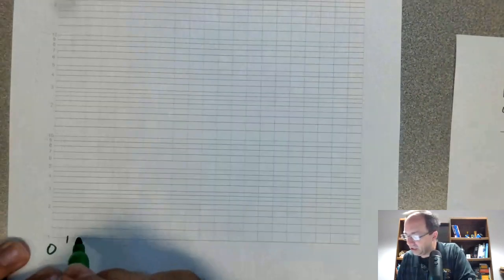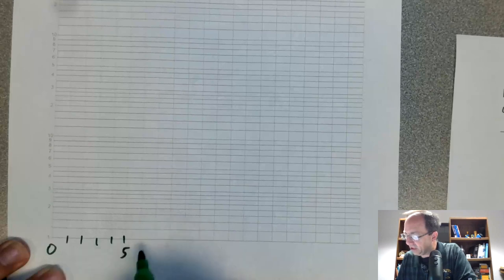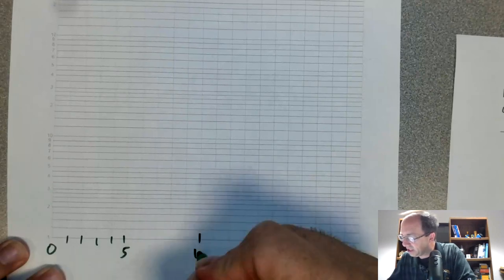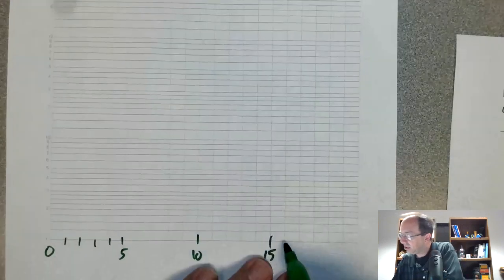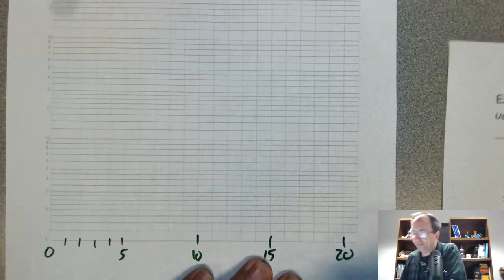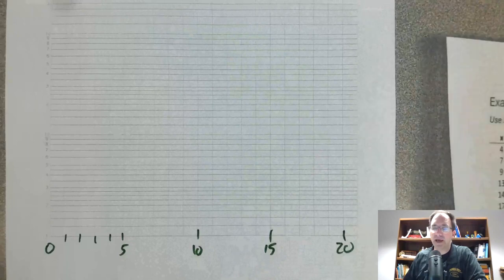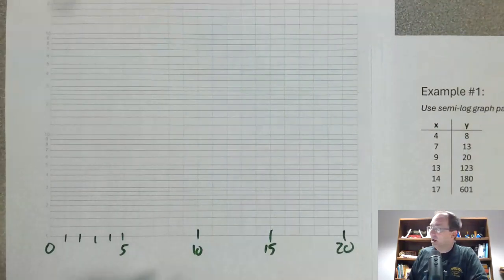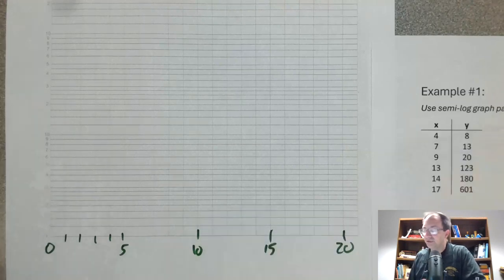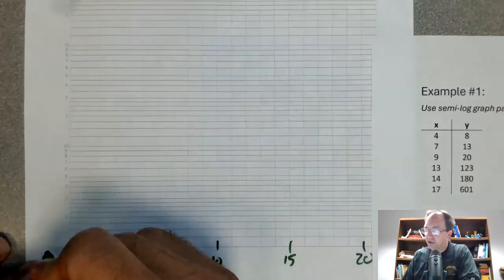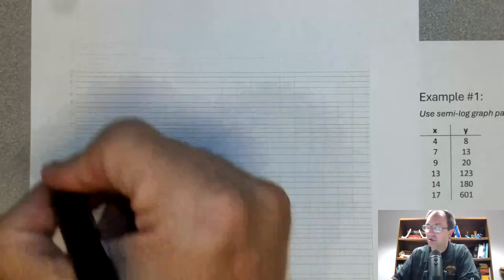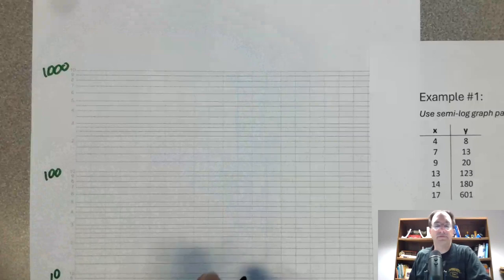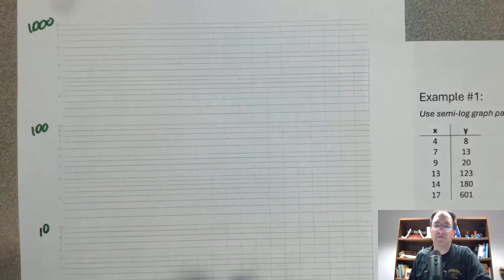And then we'll have 1, 2, 3, 4, 5, 10, 15, and then 20. So the good news is all my data fits on the x-axis. And then for the y-axis, I have 3 orders of magnitude. So that means I can start here at 1, go to 10, go to 100, and go to 1,000. So my 3 cycles correspond to my 3 orders of magnitude.